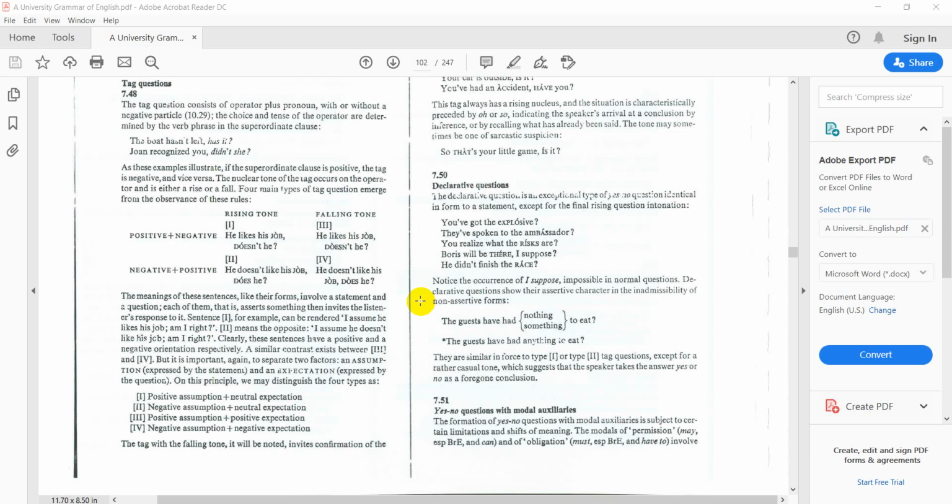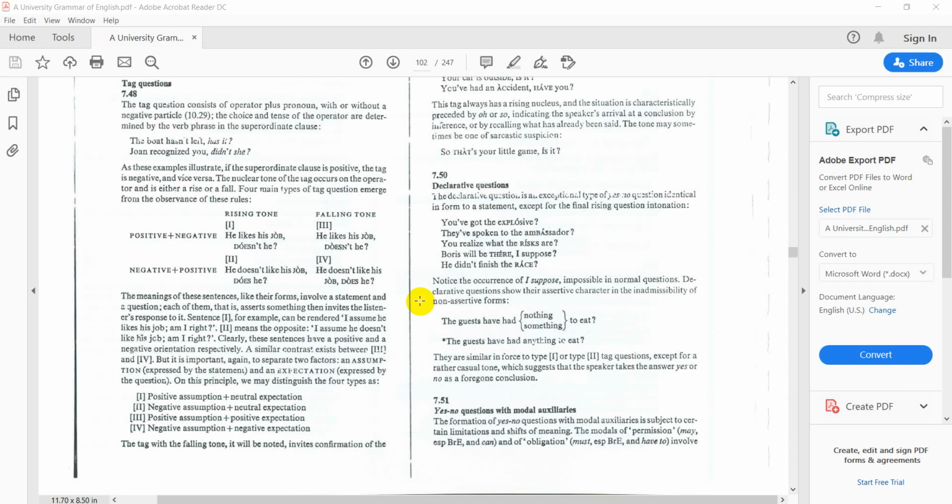You only raise your tone at the end of the sentence and use a question mark. If the sentence is negative, or if it is affirmative, don't change anything. Use it as it is and only raise your tone at the end of the sentence and put a question mark. Okay. They are similar in force to type 1 or type 2 tag questions.